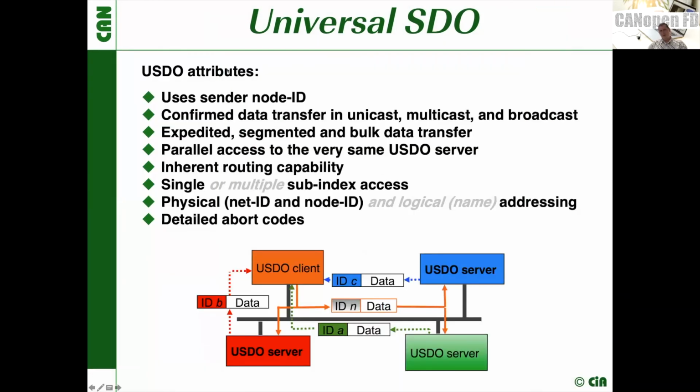A little bit different is the universal service data object. It is the new update to the SDO; the old SDO has been removed and substituted by this service. It comes with a full function coverage of the classic SDO, but with a lot of extensions. For example, we can now establish dynamic cross-communication between the devices. We can communicate not only in unicast, but also in multicast and broadcast. We may have parallel access to the very same device.